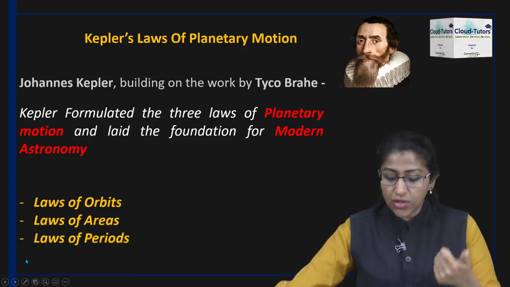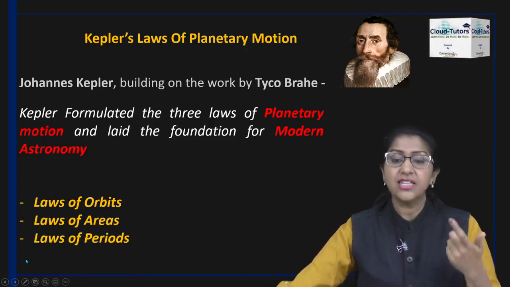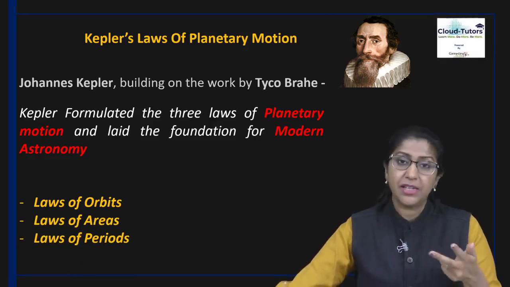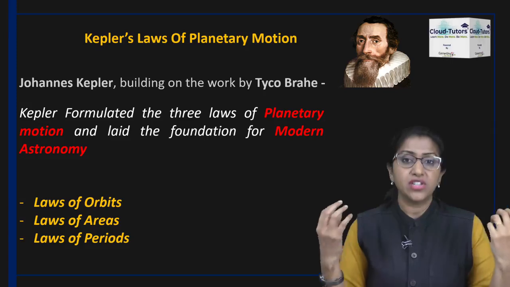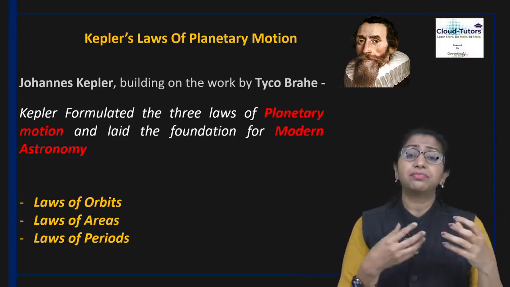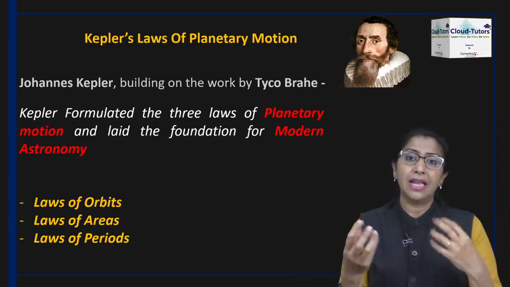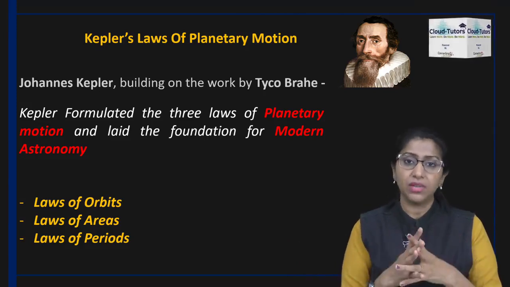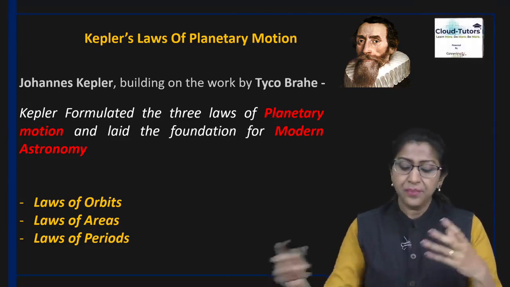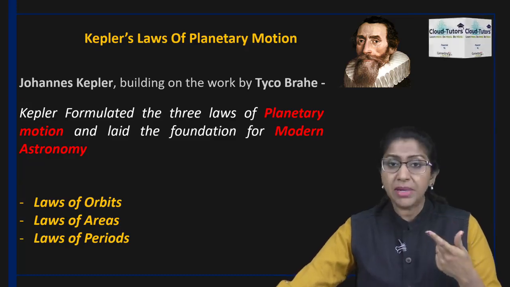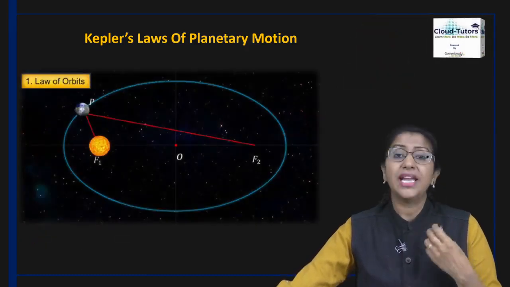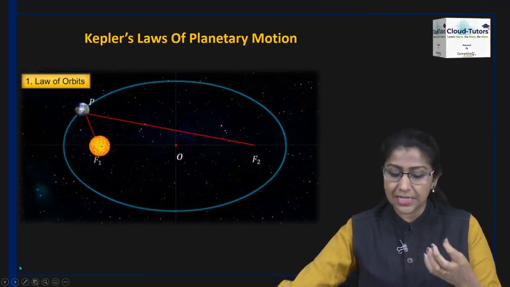They are the law of orbits, the law of areas, and the law of time periods. Period here basically means the time or the duration in which a particular planet completes one full revolution around the sun. It's a periodic motion, right? So the law of orbits, the law of areas, and the law of periods. Let's look at what each of these laws tells us.